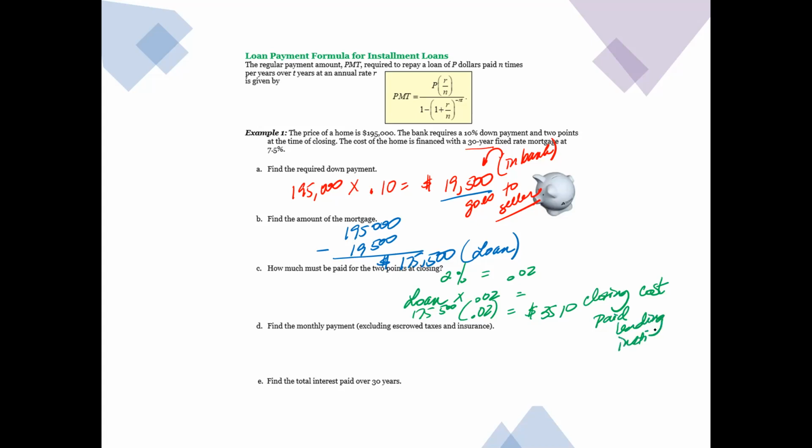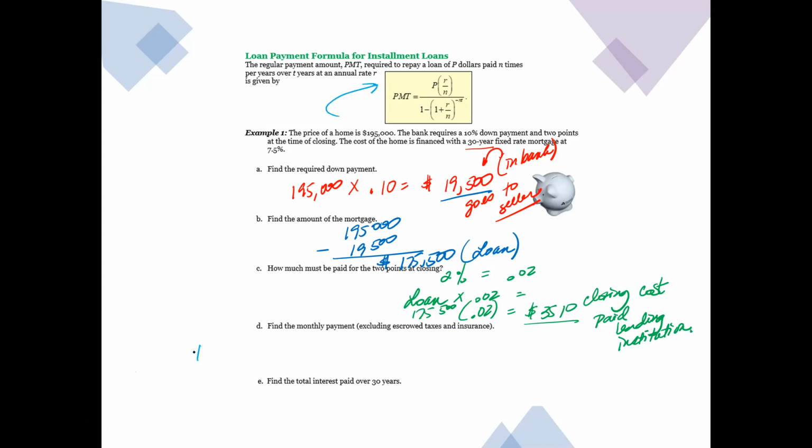I mean, they're going to be doing a bunch of paperwork, so obviously if they don't want to just do it for free, that's how much you have to pay them for all their troubles. Find the monthly payment excluding escrow and insurance. So this is where this formula comes in.